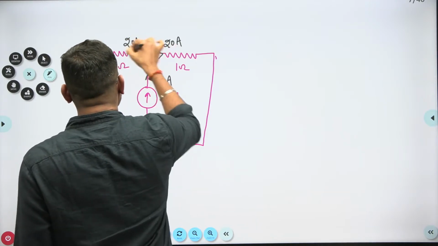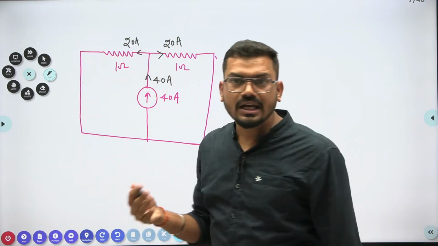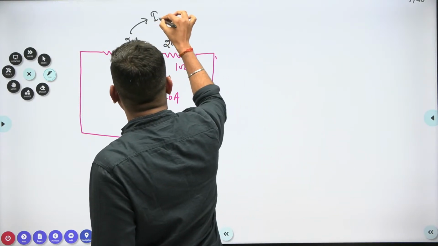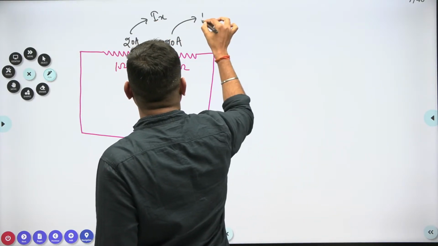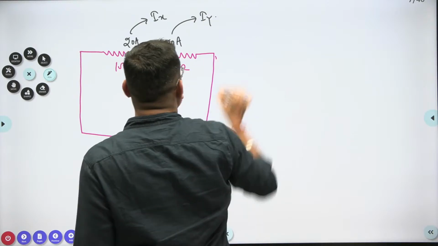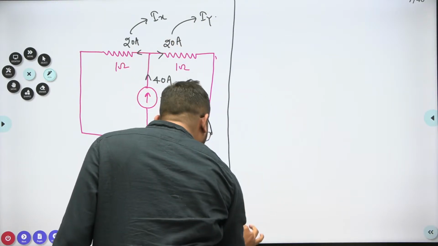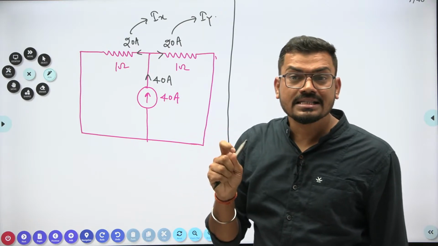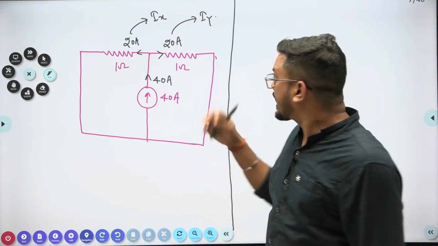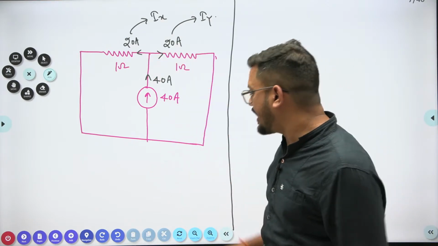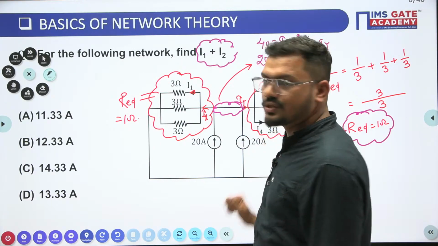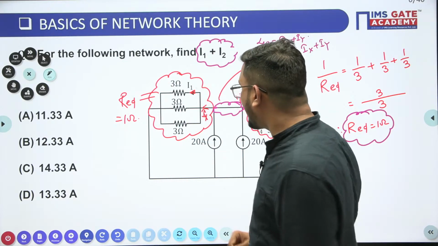Okay now, what is this 20 ampere? So this is nothing but Ix and this is nothing but Iy. Now, as you know the value of Ix and Iy, by current division only we can find the value of I1 and I2. Is it clear now? So what is the value of I1?